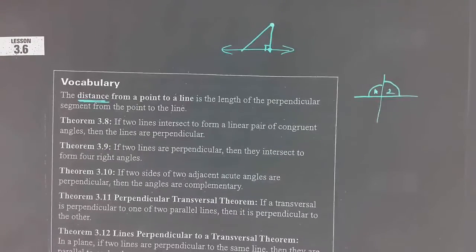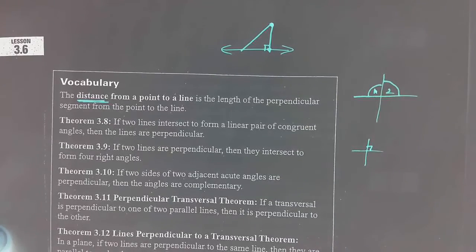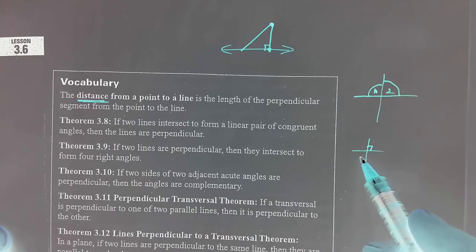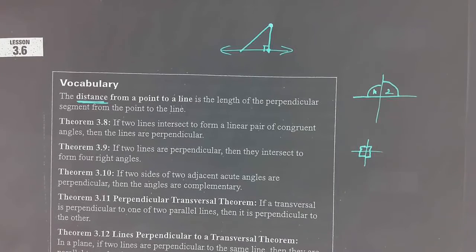Theorem 3.9 says if two lines are perpendicular, so we're starting out with perpendicular lines, then they intersect to form 4 right angles. Well, we know they make one, but what's the vertical angle to this one have to be? And what's the linear pair to that one have to be? And then the vertical to this one has to be. So if you got perpendicular lines, not only do they form one right angle, they actually make 4. That's like one less than 5. True. One more than 3.